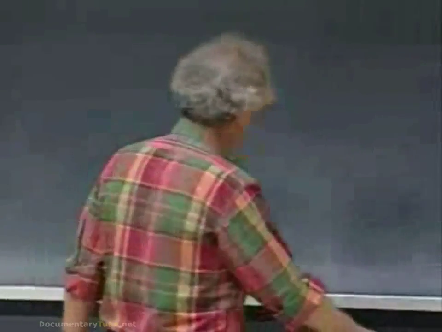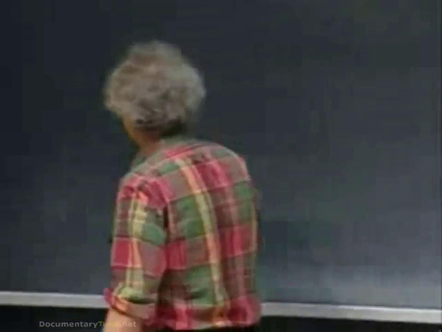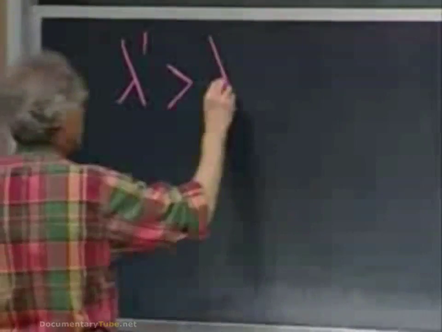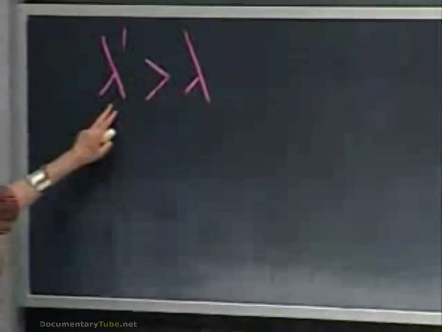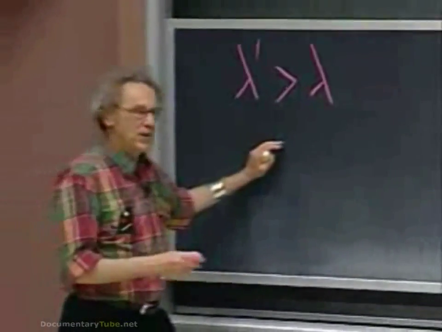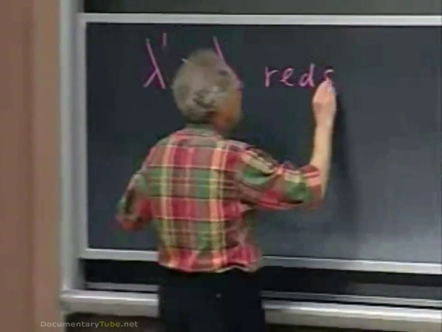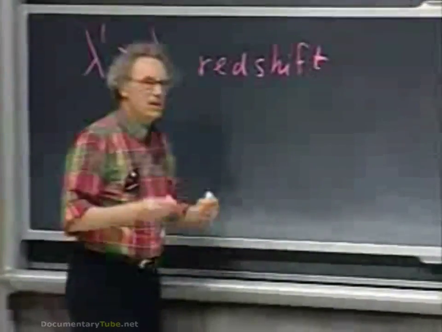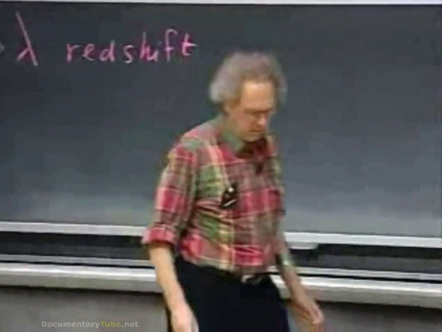If a particular discrete wavelength, for instance in our own laboratory, would be 5,000 angstrom, I look at the star and I see that that wavelength is longer, lambda prime is larger than lambda. That means the wavelength, the way I observe it, is shifted towards longer wavelengths, in the direction of the red, and we call that redshift. It means that we are receding from each other.